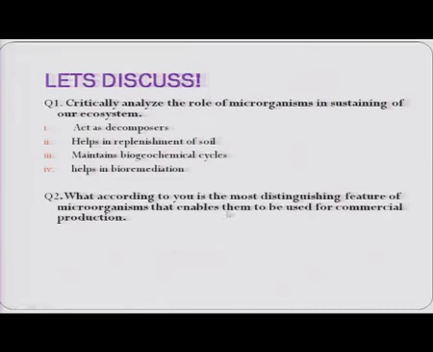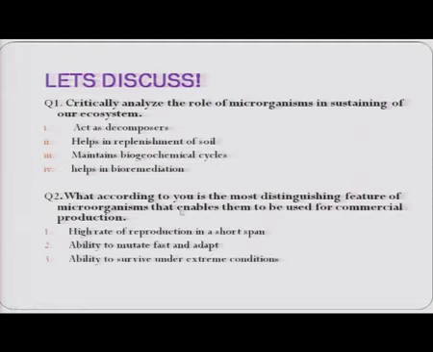Second question, what according to you is the most distinguishing feature of microorganisms that enables them to be used for commercial production? Microorganisms have a high rate of reproductive capacity. For example, E. coli bacteria can reproduce in every 20 minutes, and this is the property which is harnessed by the industries for commercial level production of various products which can be obtained from these microorganisms. So, they have high rate of reproduction, they can reproduce at a very fast rate in a short span.